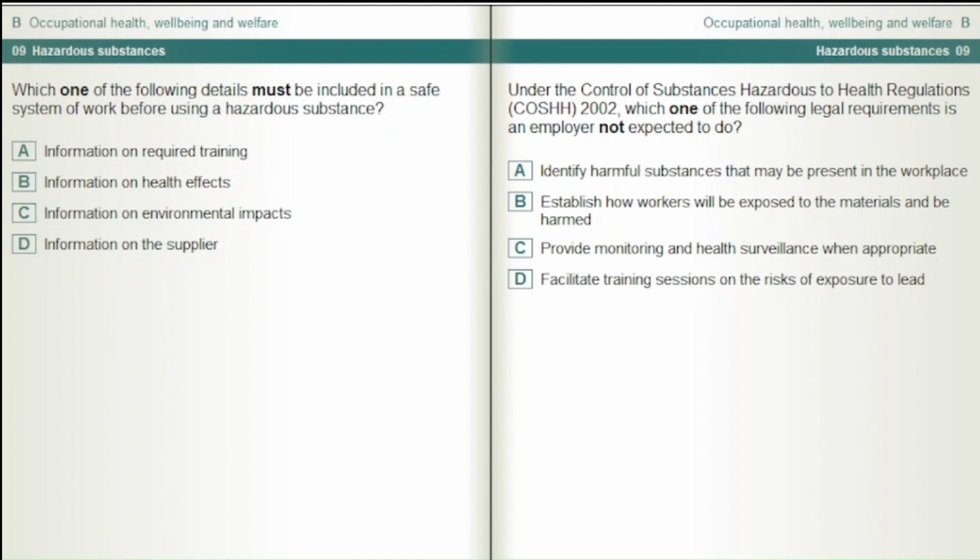Under the Control of Substances Hazardous to Health Regulations, COSHH 2002, which one of the following legal requirements is an employer not expected to do? Identify harmful substances that may be present in the workplace. Establish how workers will be exposed to the materials and be harmed. Provide monitoring and health surveillance when appropriate. Facilitate training sessions on the risks of exposure to lead.